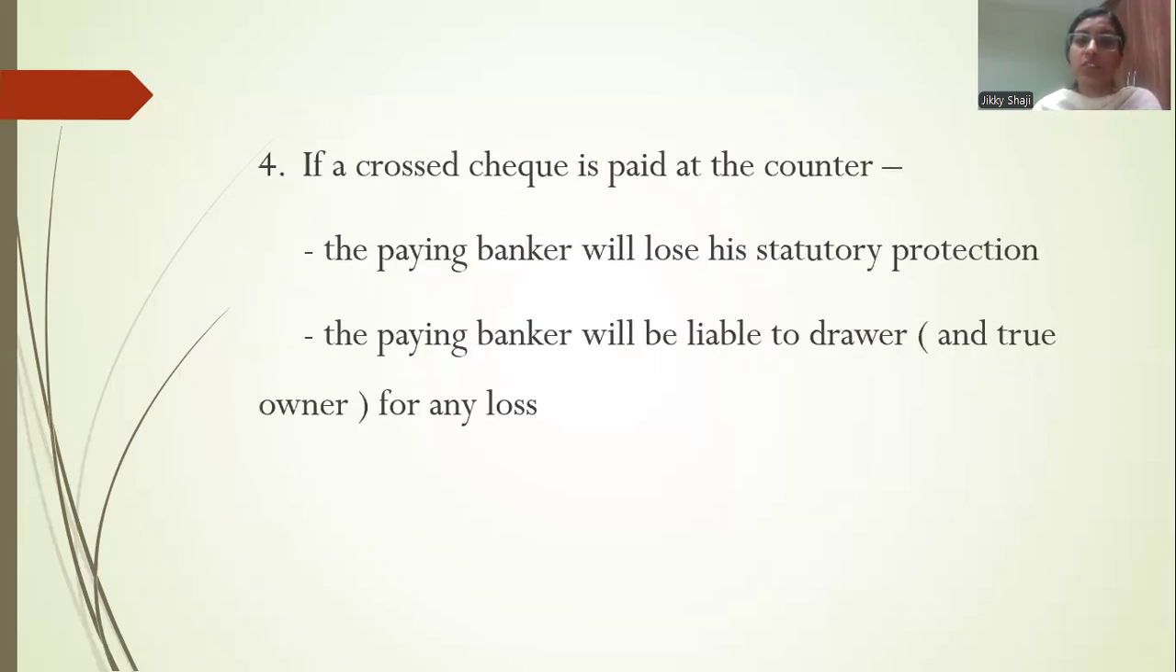What happens if a crossed check is paid at the counter instead of being paid to the account of the person? The paying banker will lose his statutory protection and will be liable to the drawer and the true owner for any loss. That is, if the bank pays at the counter, it is negligence on the part of the paying bank. So the paying banker will be liable to the drawer and the true owner for any loss.